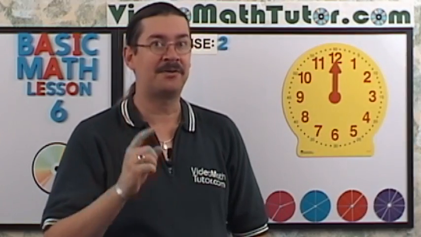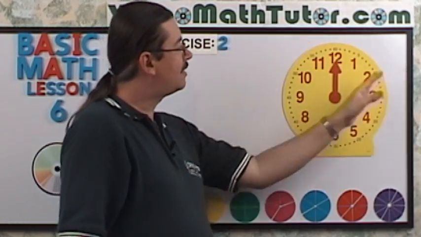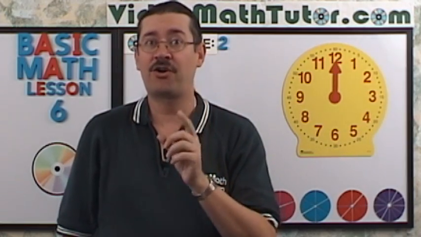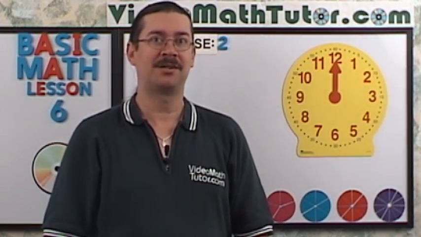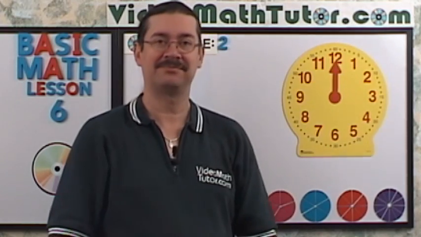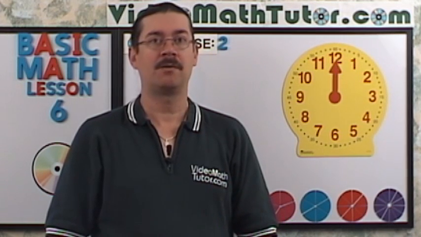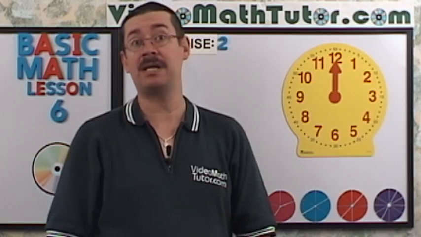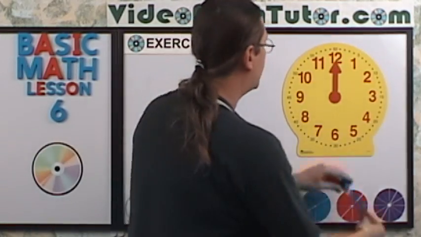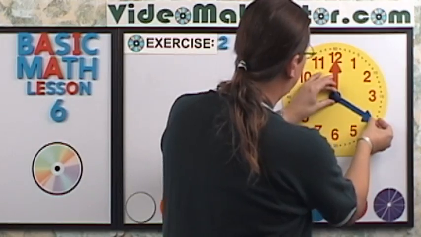Now this one's a little bit tougher. How will you represent 1/3 of an hour? Where would the minute hand be placed? Well, to answer that, 1/3 of an hour is 20 minutes. So the 20-minute mark would be right here.